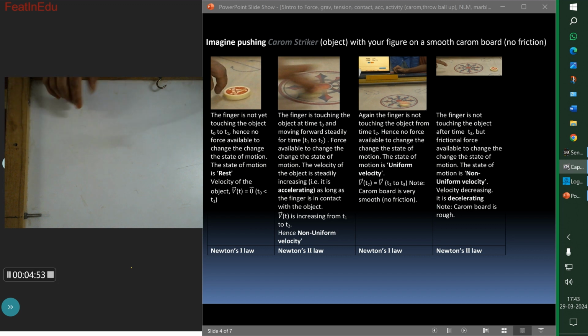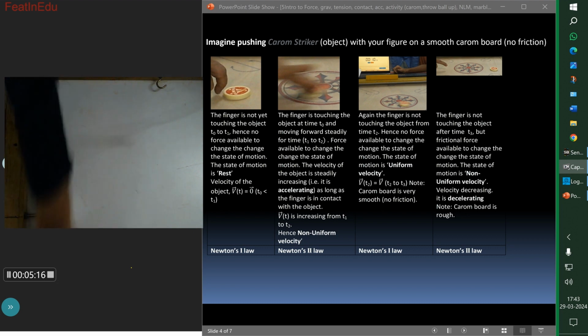After t2, was my finger touching the striker? No, but the striker was in motion. Yes. So you see here, again the finger is not touching the object from time t2 onwards. Hence, there is no net force available to change the state of motion, but the state of motion is uniform velocity.